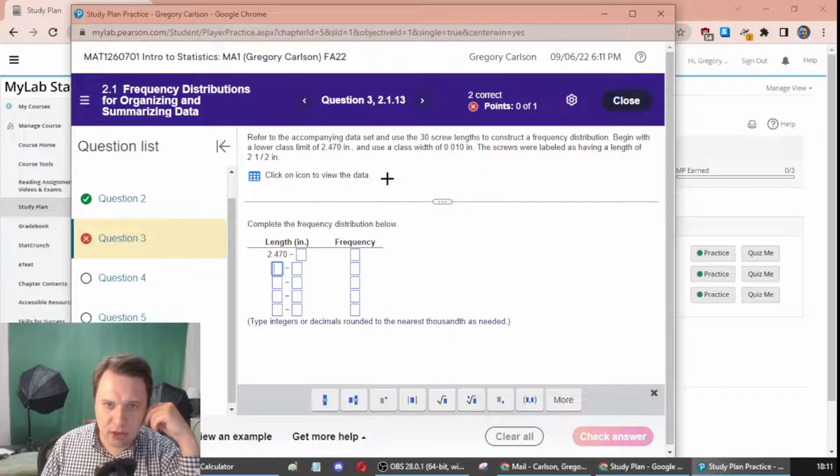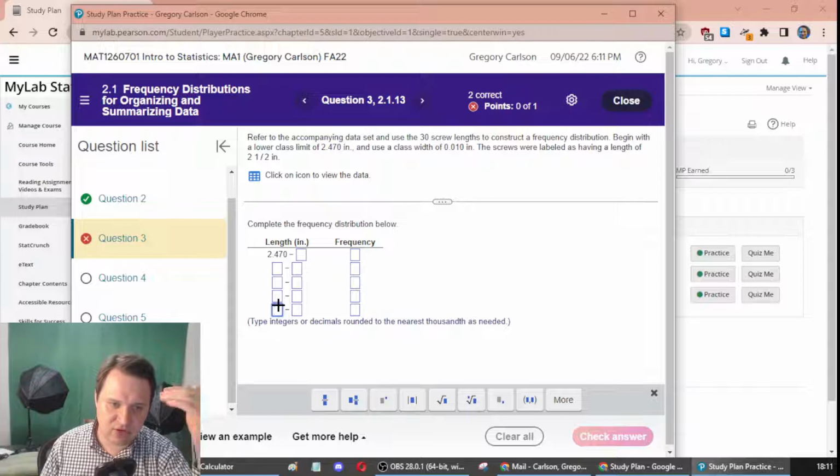So you just look up here. Do you see how our class width is 0.01? That's telling you how far these have to go from each other. And the way you do it is you do 0.01 plus this amount right here, the 2.47, and that's your next lower boundary. So the class width is the distance from lower bound to lower bound. It's not the distance from here to here, it's the distance going down.